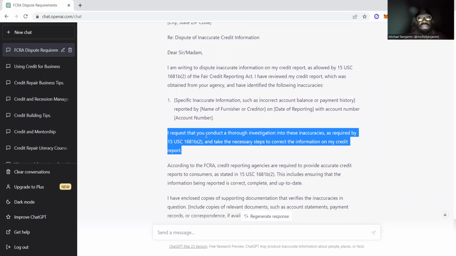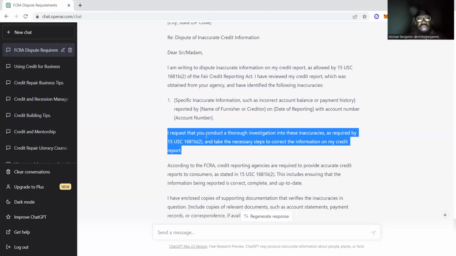So this is where I would edit the letter, because it says "I request you conduct a thorough investigation as required by 15 USC 1681b(2)." A better law to substitute right there would be something like 1681i, even 1681e, when we talk about maximum possible accuracy. But when we talk about the actual investigation, I would say 1681i is probably a better law to put right there. You know what I'm saying?